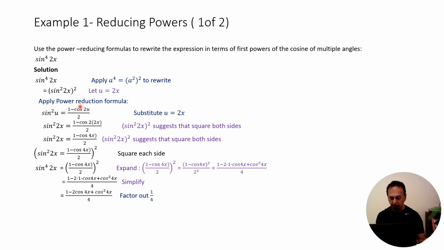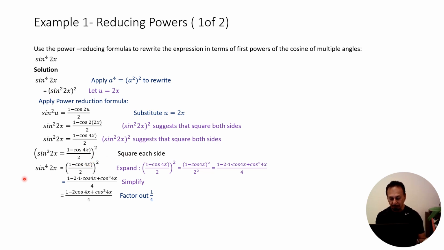And now we apply the power reduction formula, sine squared u equals 1 minus cosine 2u over 2. We substitute u equal to 2x where the u is here and here, and we get sine squared 2x equals 1 minus cosine of 2 times 2x over 2. And 2 times 2x is 4x, so this becomes 1 minus cosine 4x over 2. Now to find sine squared 2x to the power 2, we square both sides. So you get sine squared 2x, all squared, equal to 1 minus cosine 4x over 2 to the power 2.